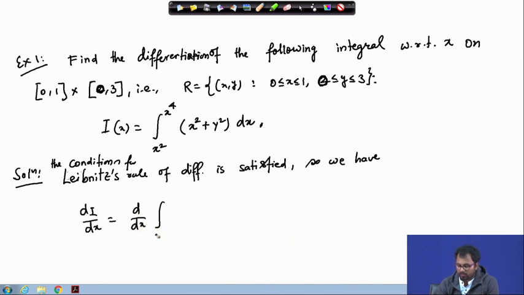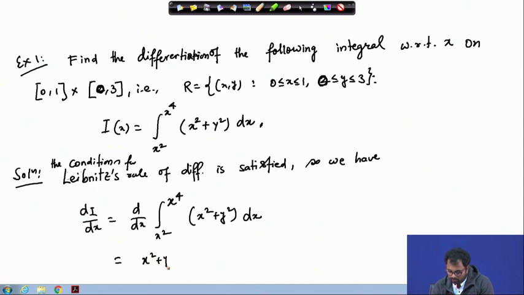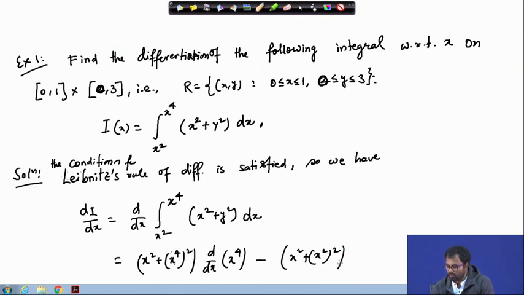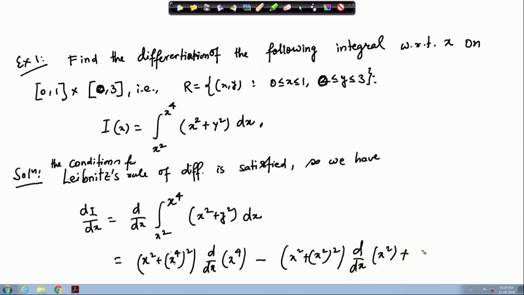d/dx of the integral from x square to x to the power 4 of x square plus y square dx, and then this will be x square plus y square, where instead of y we substitute the upper limit, which is x to the power 4, and its square is basically x to the power 4 whole square, times the differentiation of the upper limit, which is d/dx of x to the power 4, minus x square plus y square, where instead of y we substitute the lower limit, so x square whole square, times d/dx of x square, plus the integral from x square to x to the power 4 of the derivative with respect to x, that is, del/del x of x square plus y square dx.